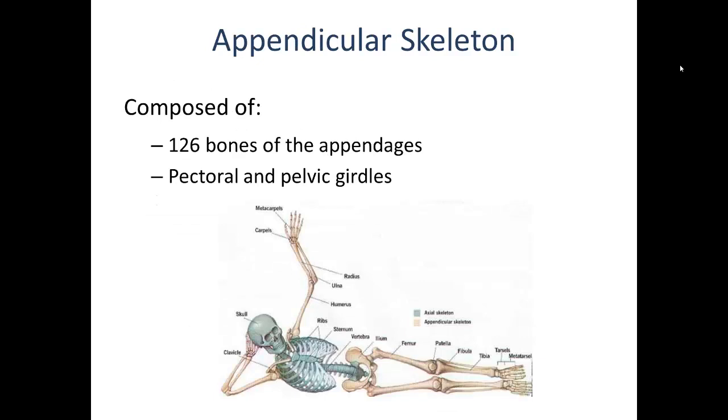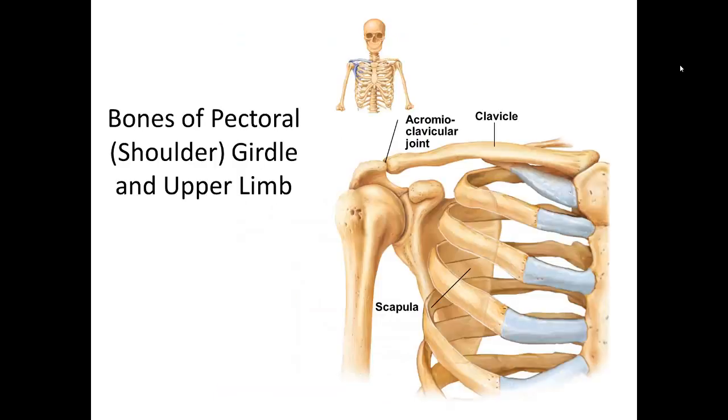The appendicular skeleton is composed of 126 bones of the appendages, which comprise the upper and lower extremities. These appendages are attached to the axial skeleton, which we learned about last week, via the pectoral and pelvic girdles. So we're going to start off by talking about the bones of the pectoral or shoulder girdle and the upper limb. The upper extremity is attached to the axial skeleton via the scapula.